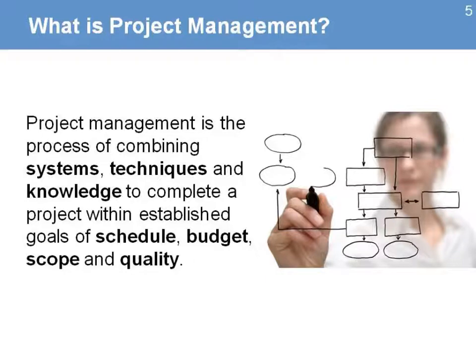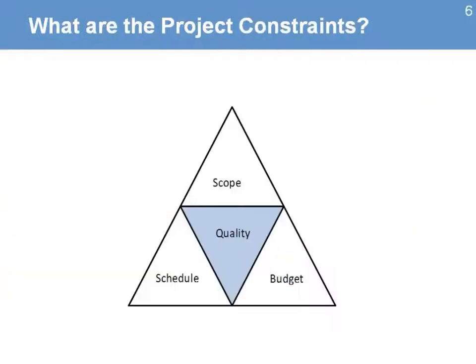So, what is now project management? Here's our definition. Project management is the process of combining systems, techniques, and knowledge to complete a project within established goals of schedule, budget, scope, and quality. These four items are also known as the project constraints. So what are the project constraints?